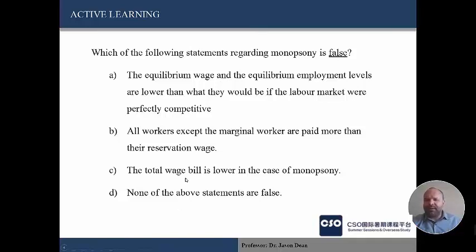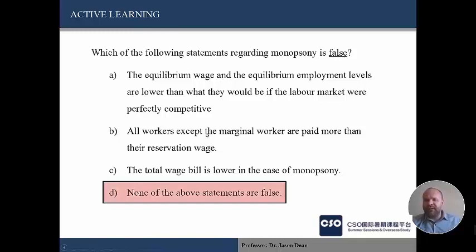C, the total wage bill is lower in the case of a monopsony. Well, that's not true because we know that the marginal cost curve increases and it's above the average cost curve. So the answer here is D, none of the above statements are false.